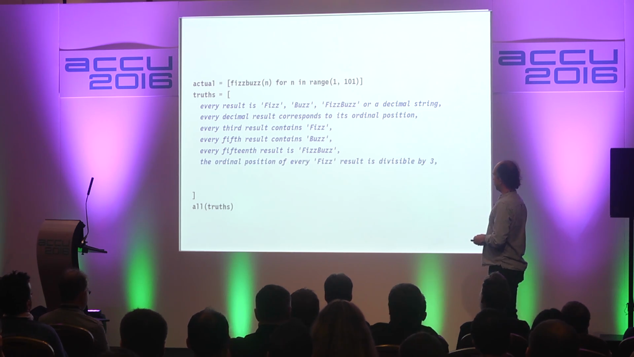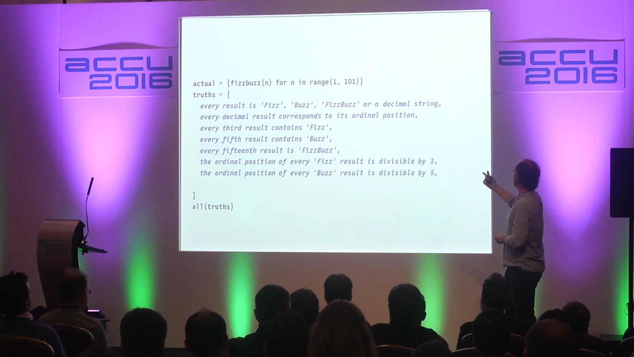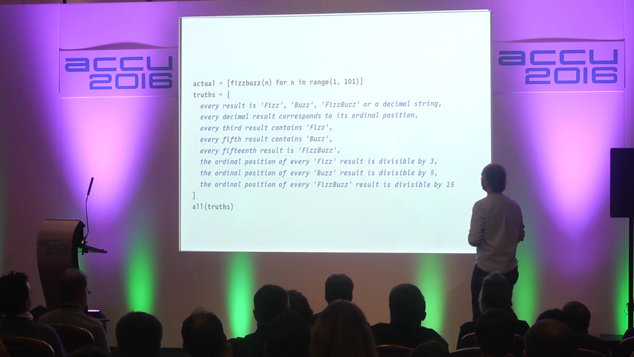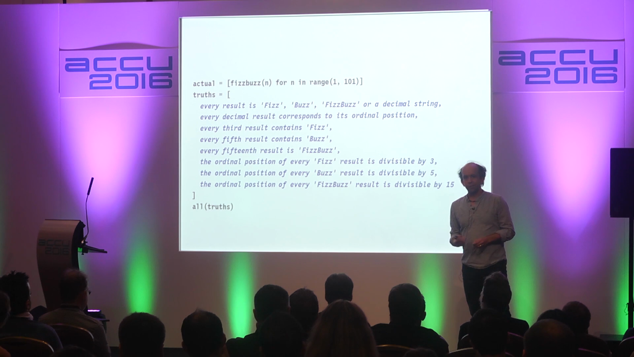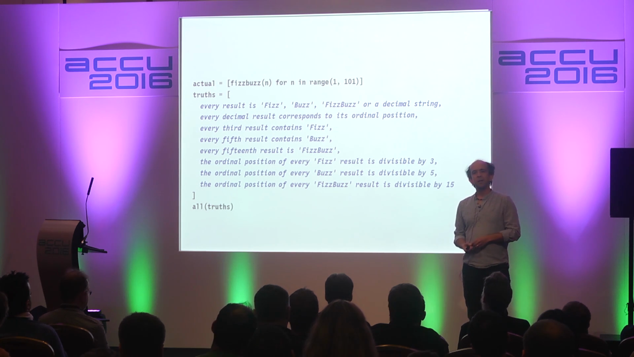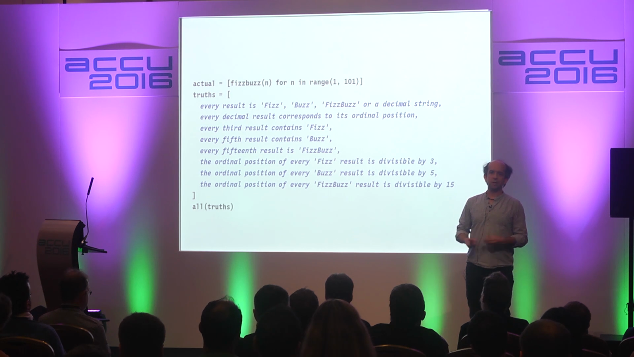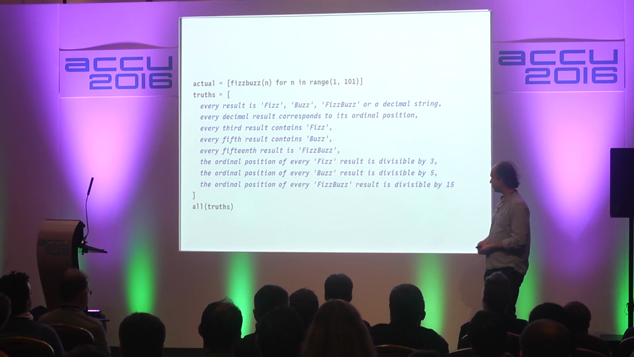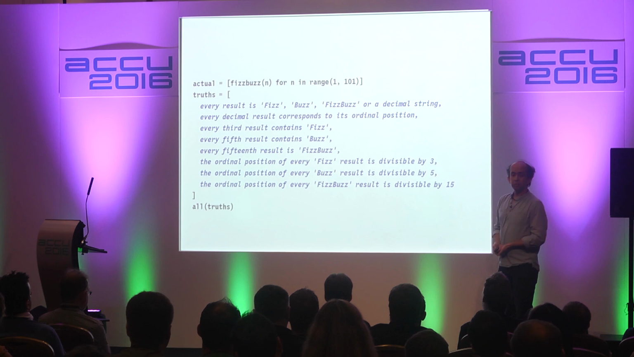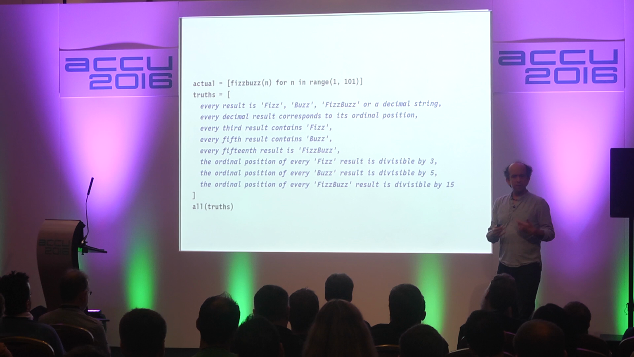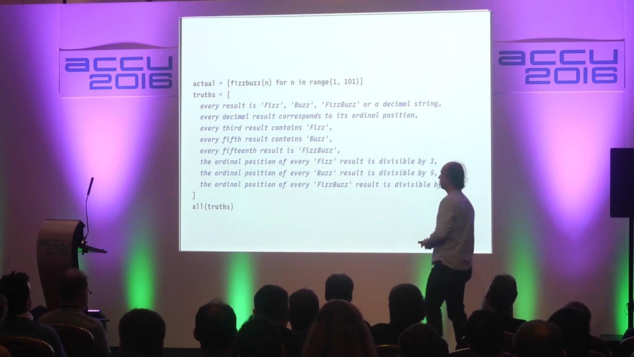The ordinal position of every fizz result is divisible by 3. The ordinal position of every buzz result is divisible by 5. The ordinal position of every FizzBuzz result is divisible by 15. So not only is every third a fizz, but there are no other fizzes than those that occur at 3. OK? So you kind of have to come at it from both sides. Given the amount of code that I showed you, this is fairly thorough, and it's quite easy to get wrong. But if you want to be thorough, this is what it's going to look like.